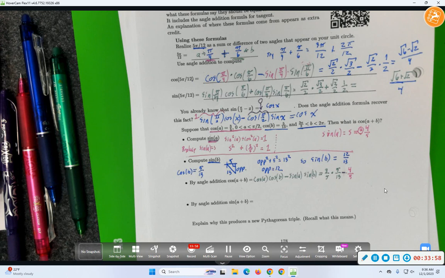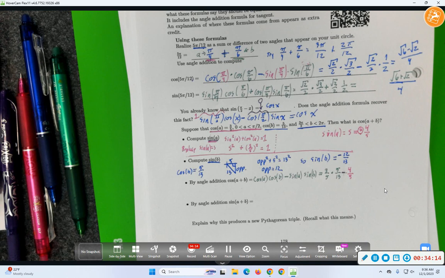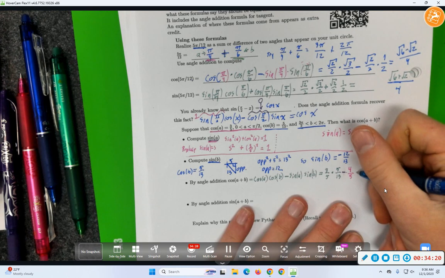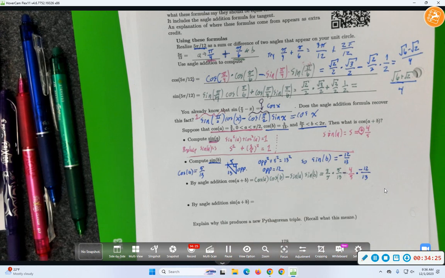What's bad about what I just did? It's not negative. The right answer is negative because it's in quadrant 4. I forgot the quadrant information. That's just something you always need to remember when you use this triangle argument. You always need to remember quadrant information. All right, let's put that down, times negative 12 over 13. Is that now everything I needed to do angle addition?